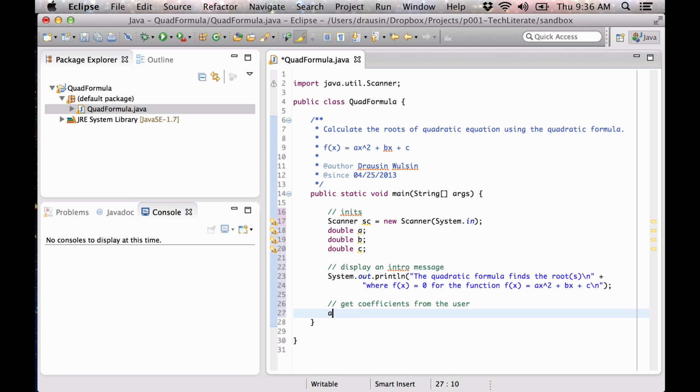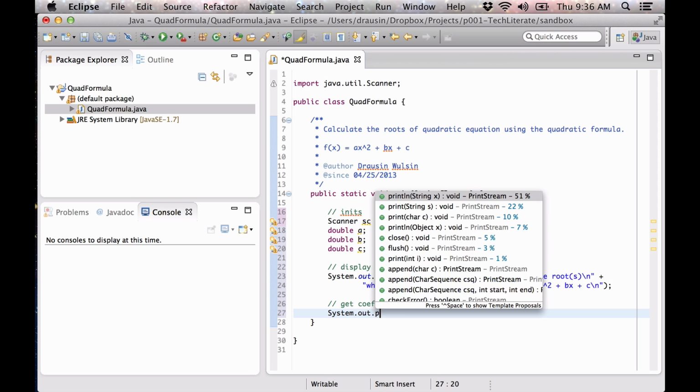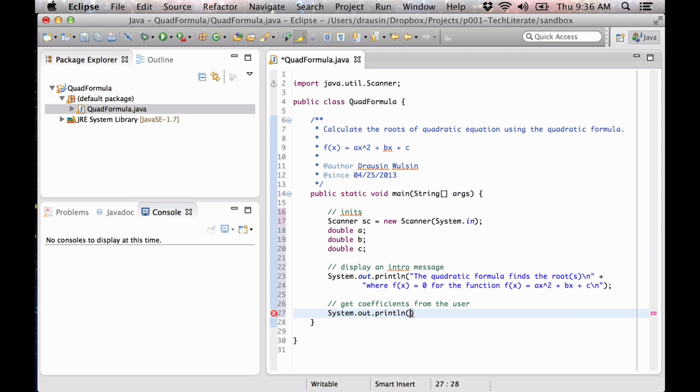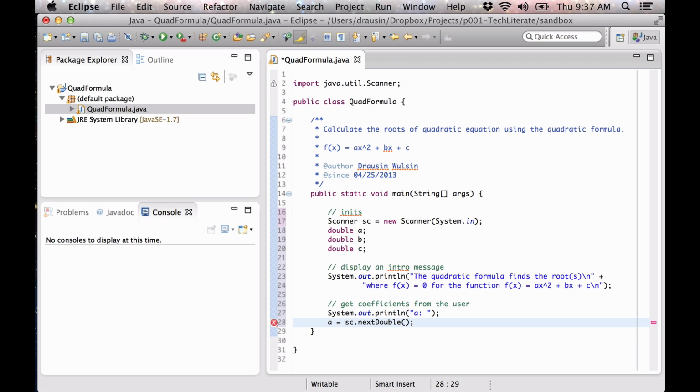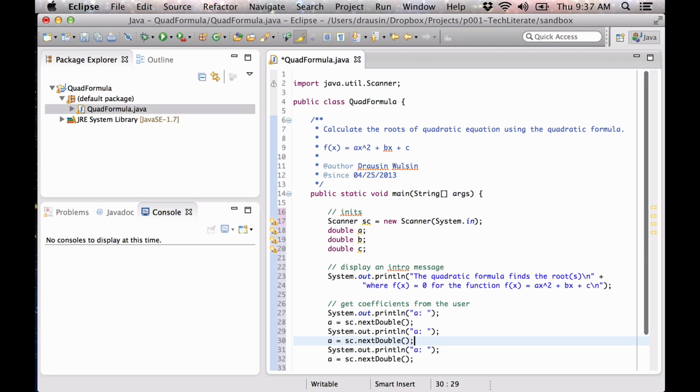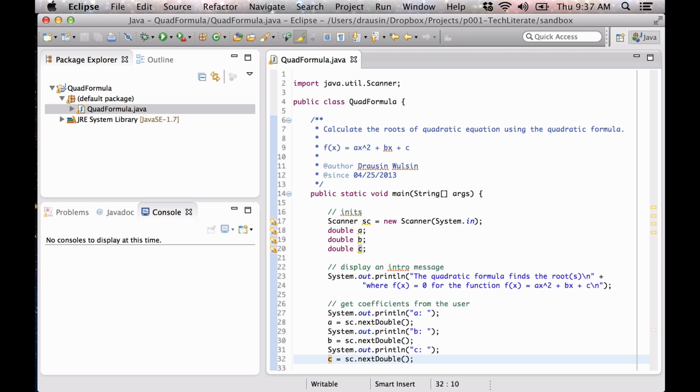So we're going to prompt the user for a. We're just going to do it like this. Equals, we're going to use our scanner, and instead of using nextInt as we did before, now we're going to use nextDouble. And we're going to just copy this, which is the same for b and c. Okay.